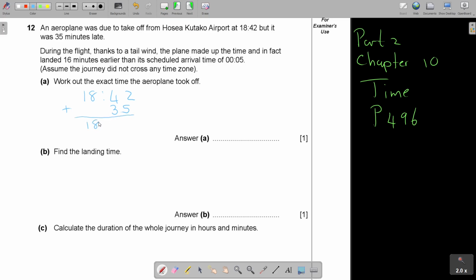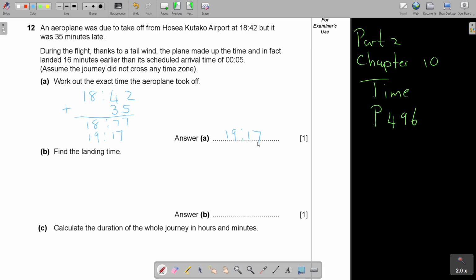Then I get 18. I'm first going to add, so I'm going to get 77, but that's not time on a clock. It cannot be more than 60. So I take 60 out, so it's going to become 90, and if I subtract 16, I'm going to get 17. So it's 19:17. Okay, that's when it took off.